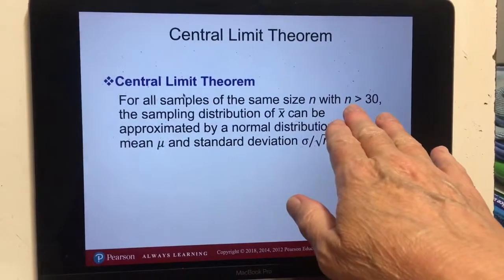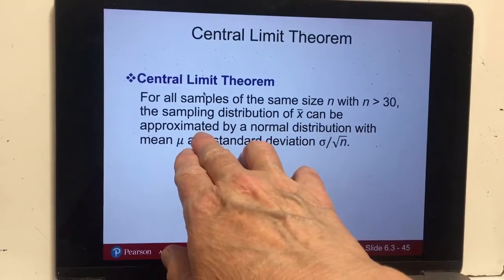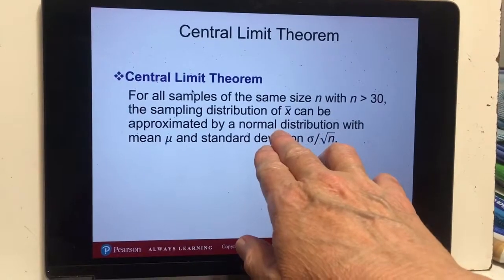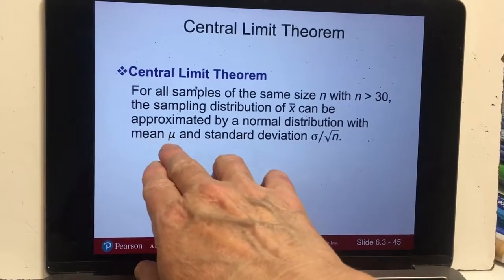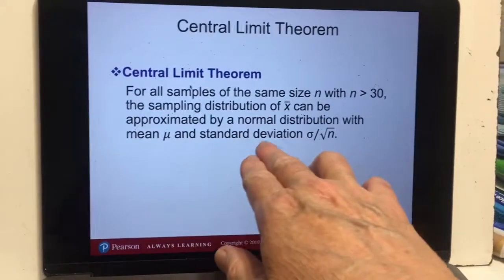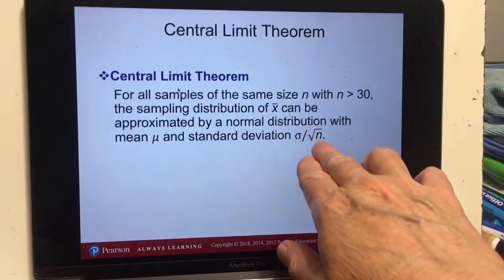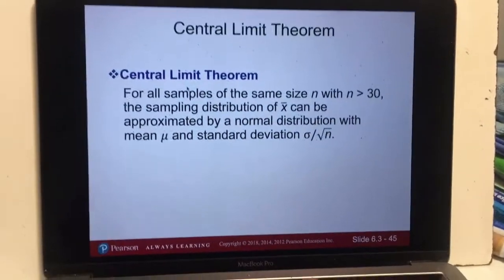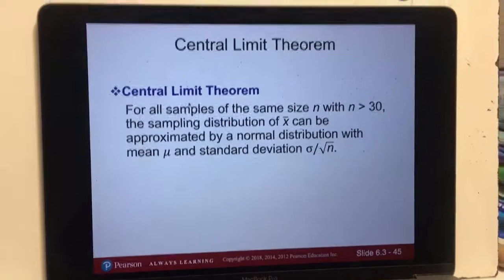Okay, with n being greater than 30, the sampling distribution of x bar can be approximated by a normal distribution with the mean of mu. The mu is the population mean, and the standard deviation is the population standard deviation divided by the square root of n. N being the sample size.